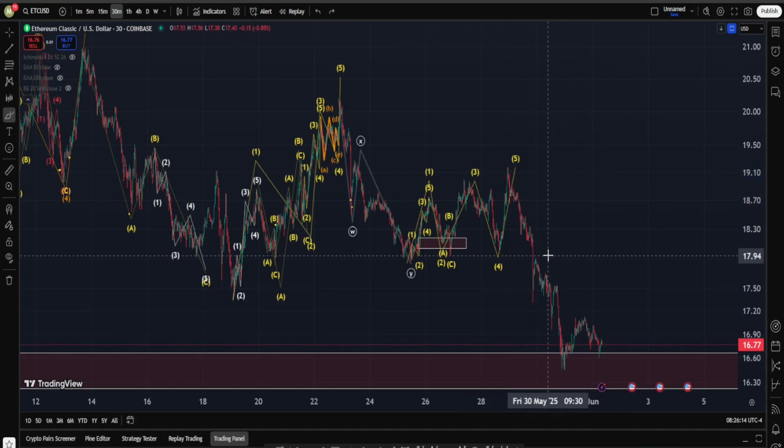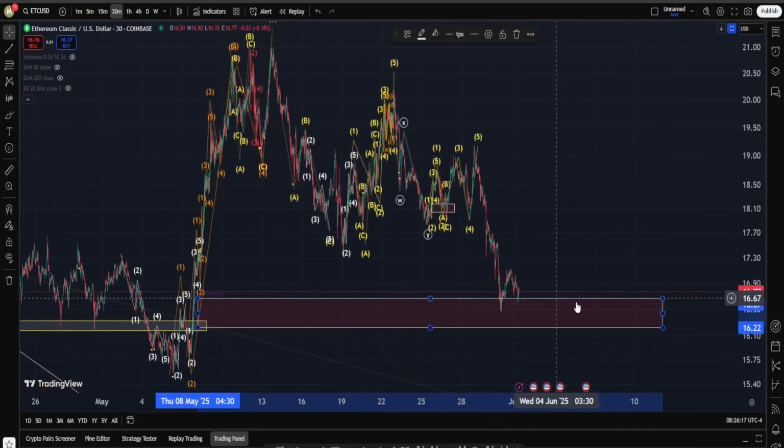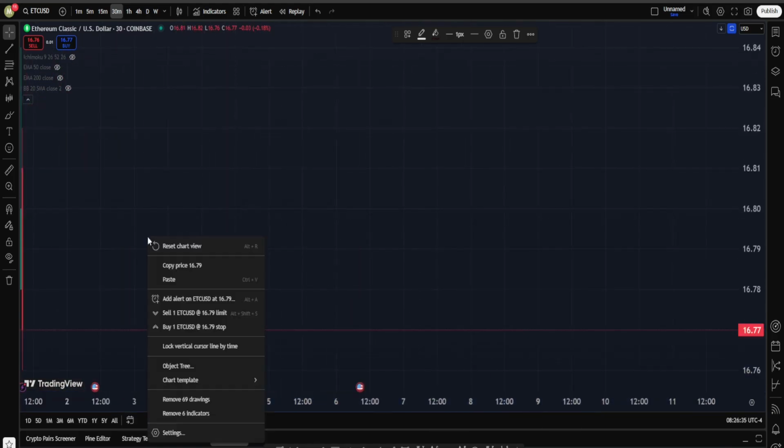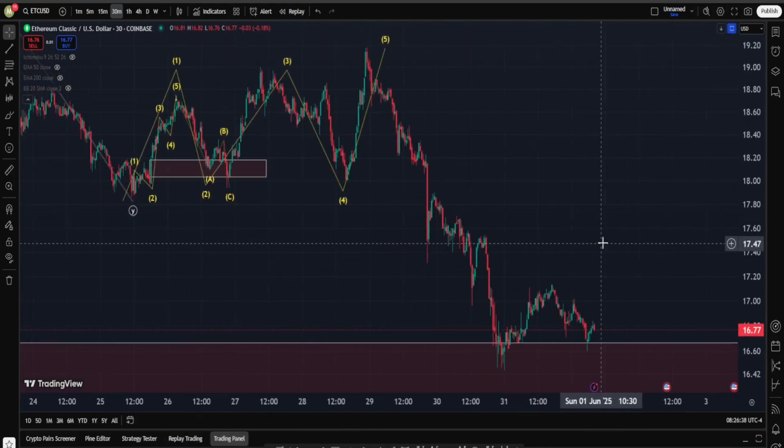Now, in terms of the targets, we said one very likely one can be around this important region between $16 to about $16.50, and we got there. The question is, what is going to happen starting from the current point? I'm going to talk about what we must see and what we shouldn't see in Ethereum Classic in the short term.